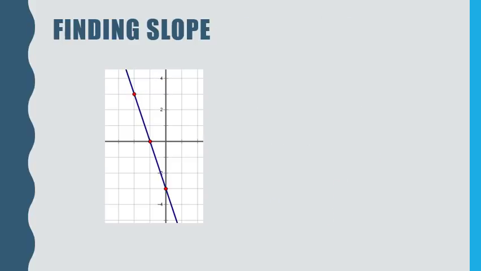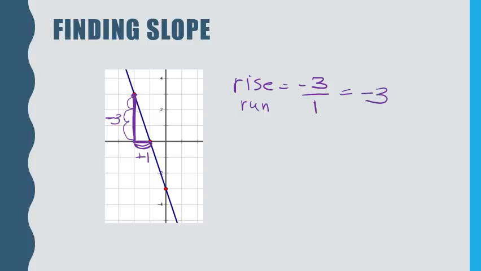So let's look at this example. If I pick these 2 points, basically I look at it as following a map. If I start here, I'm going to go down 1, 2, 3. So I'm going down, and down in graphing is a -3. And over here, to get to the next point, a +1. So my rise is -3, and my run is +1. So my slope is -3.